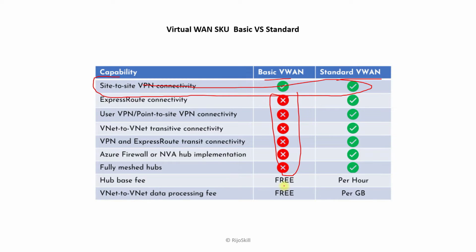But on the price tag, the hub fee and VNet are free for the basic vWAN, and for the standard vWAN they will charge per hour and per GB. So now you understand which SKU type you need to choose, depending on your application deployment.